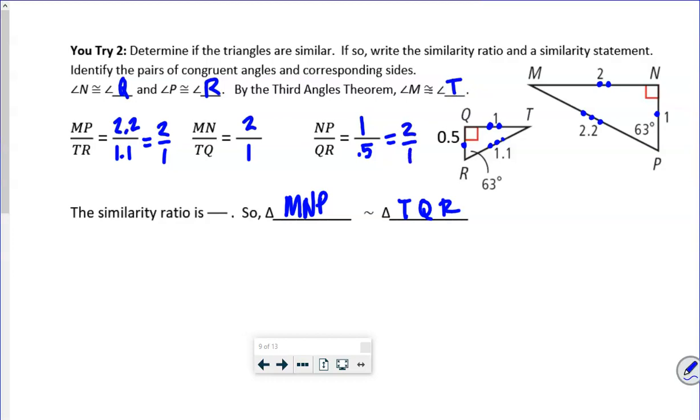Now let me give you all a little trick here. So this is good. Our ratio is going to be 2 over 1. Got the same ratio for all 3 sides, so that's why we can say that these triangles are similar. If you don't get the same ratio for all 3 sides, you cannot say they're similar, okay?